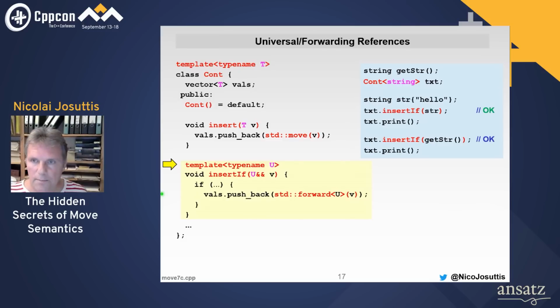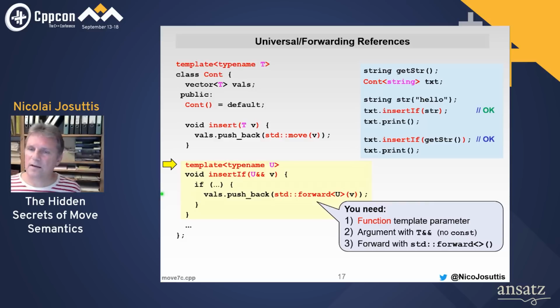So let's clarify a little bit more what you need. You need a function template parameter. You need an argument with T or whatever the parameter name is, and 2 ampersands, please no const, no volatile, and then you can forward, and then you have perfect forwarding.